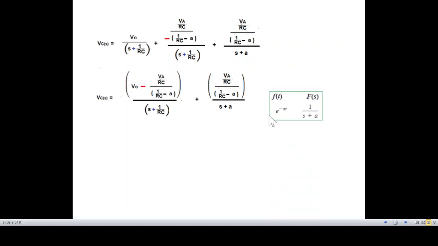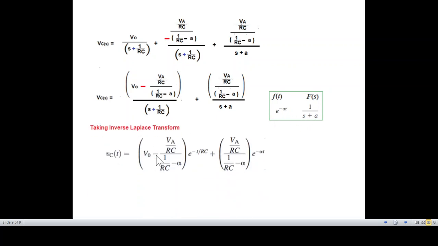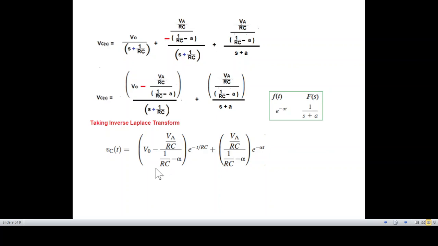And we'll go back like this. So 1 over S plus 1 will be e to the power minus t. Therefore, this term remains as it is. S plus 1 over RC from here can be written as e raised to the power minus t over RC, or minus 1 over RC into t. And similarly for this, it will be e raised to the power minus t.